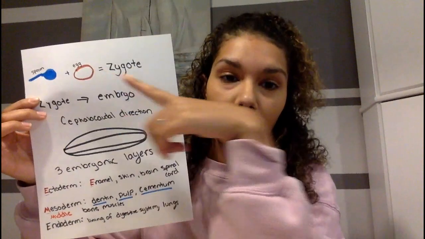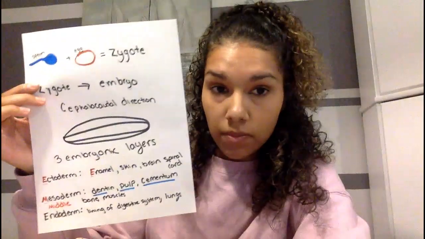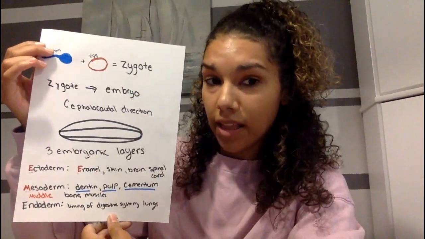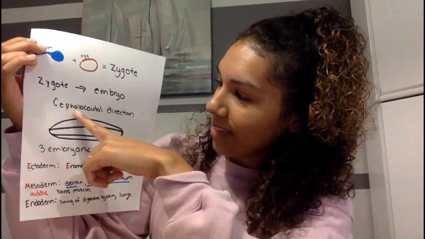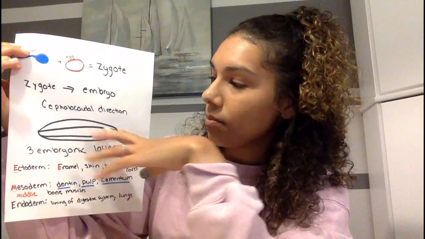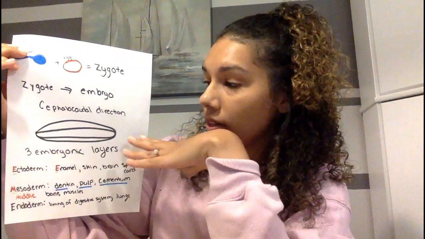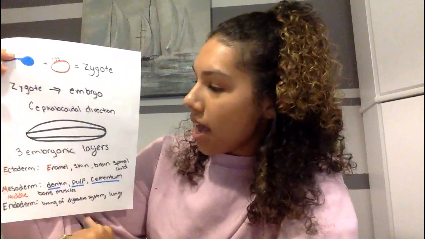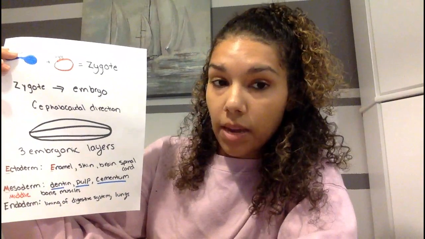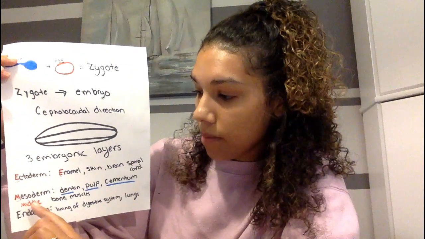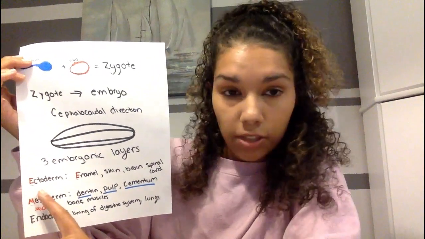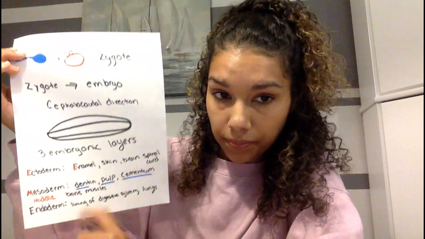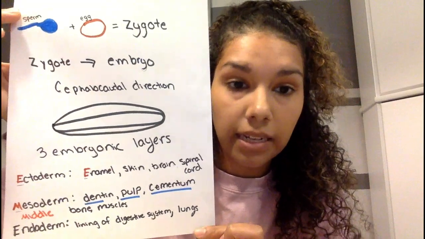So you have sperm and an egg meet and you get a zygote, and then the zygote is going to become an embryo. And we grow in that cephalocaudal direction, which forms this tube, which, like we learned, is the mouth end and then the butt. And we come from three embryonic layers: the ectoderm, mesoderm, and the endoderm. Ectoderm, like we learned, it makes enamel, skin, brain, and the spinal cord. So E, ectoderm, E, enamel.